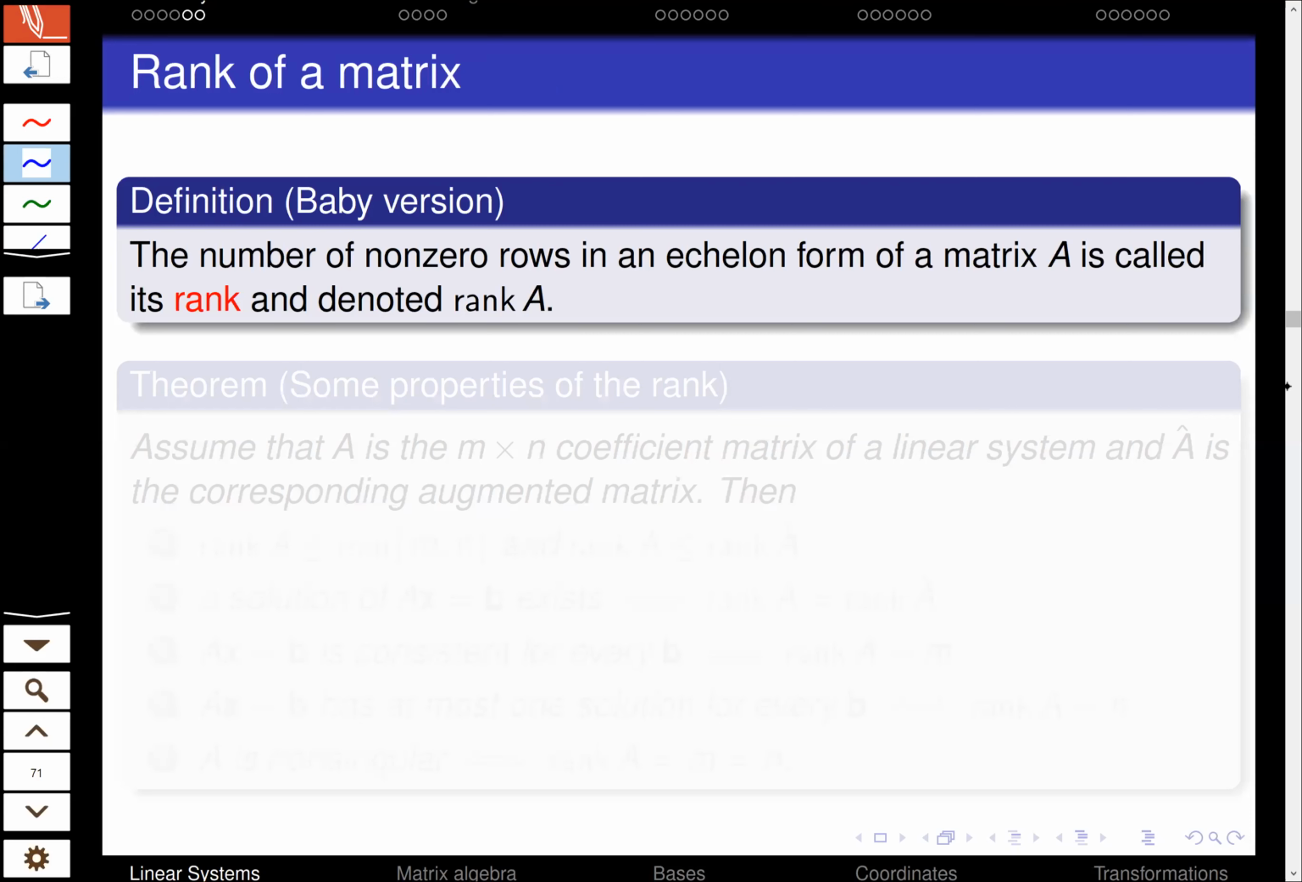Now we have a very important notion of rank, and usually rank is defined as the number of non-zero rows in the row echelon form, but I call this a baby version of the definition. In a few moments, you'll grow up and we'll have a real definition of the rank. So the rank of a matrix is a very important indicator for many things.